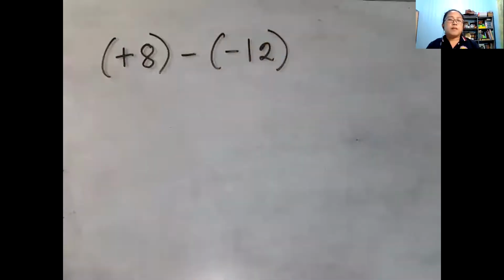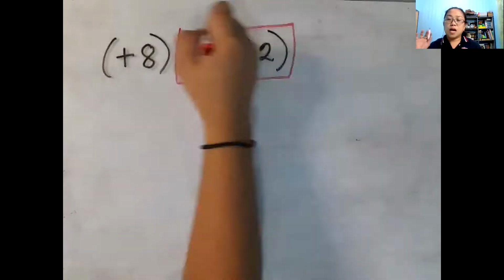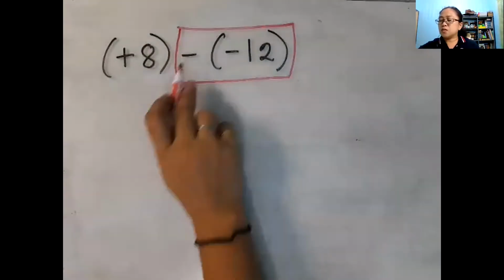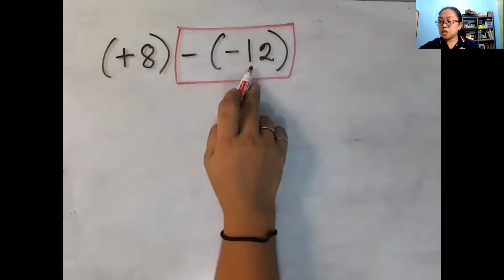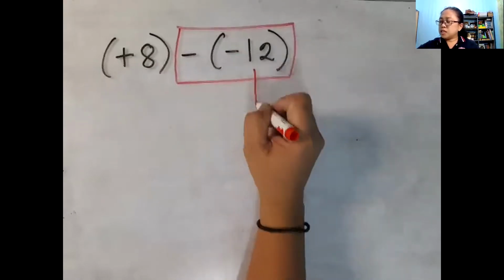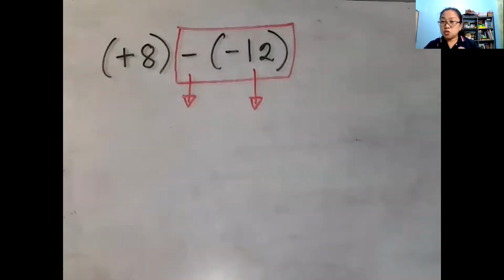Okay. Suppose we have positive 8 minus negative 12. So, anong gagawin natin? Kunin natin yung minus sign, yung ating subtraction symbol, at saka yung kasunod niyang number, which is the subtrahend. And we need to change these two. So, babaguhin natin yung negative 12 na subtrahend at saka yung operation. We change those into their opposites.